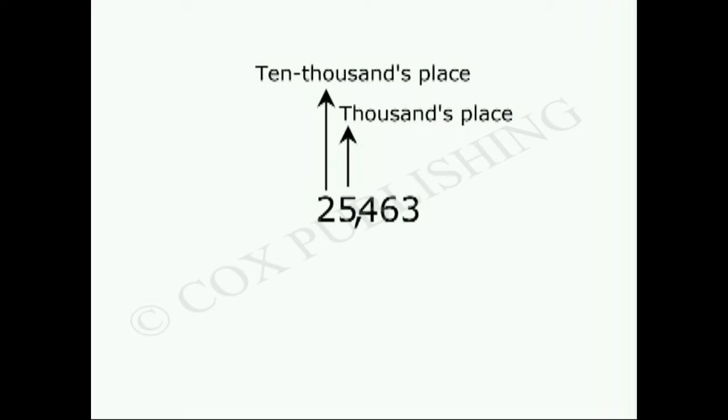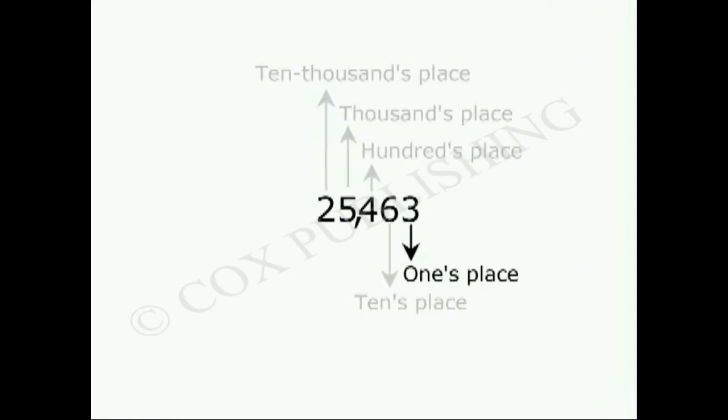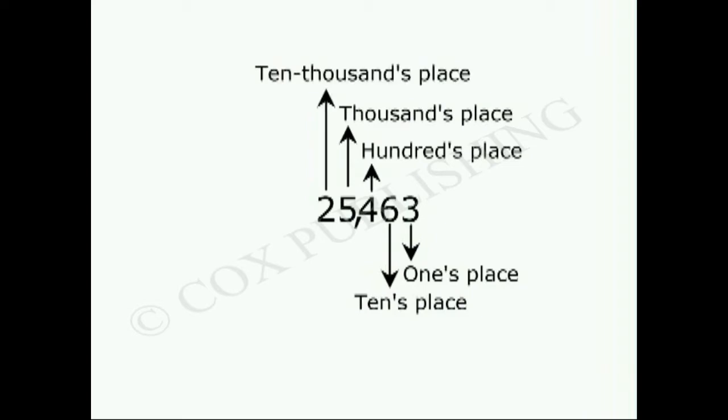Whether you realize it or not, when you read that number, you also read each of the numerals' place values. Just by reading the number, you had to know the place value of each digit. Let me show you each numeral's place value. The 3 is occupying the 1's place. The 6 is occupying the 10's place. The 4 is occupying the 100's place. And the 5 is occupying the 1000's place. And the 2 is occupying the 10,000's place.